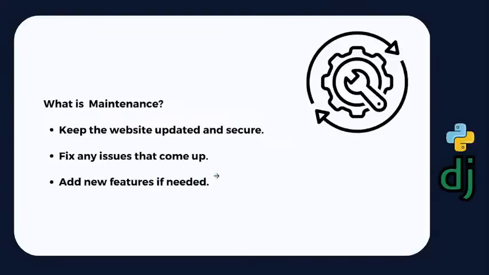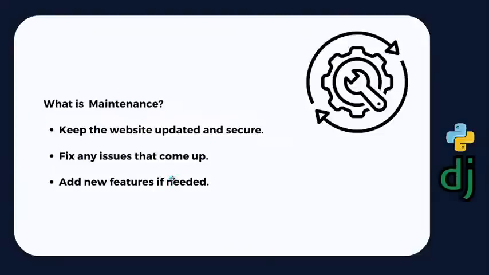We need to upgrade and make it more secure. If it is less secure, we need to secure our website, because there are many cyber attacks and many things that gather our data. So we need to secure our website after uploading it online. Keeping the website updated and secure is called maintenance. And fix any issue: if after going live we have any issue, we need to check it and solve it.